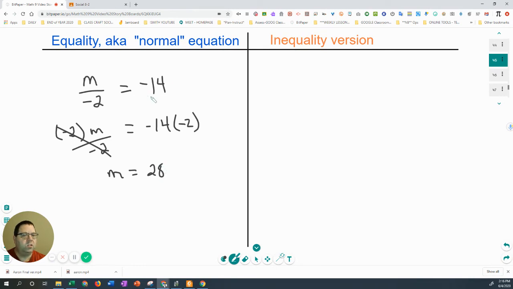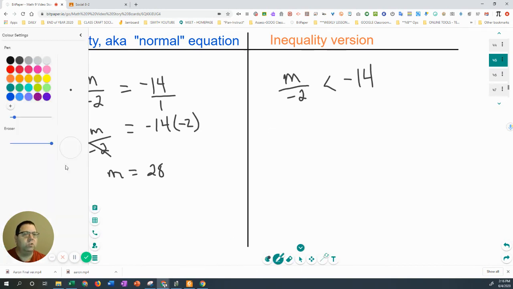Now, just a quick little thing, some of you might have said, hey, Mr. Smith, can I cross multiply? And the answer is yes, you could cross multiply. Here's the inequality version. Let's say it's m over negative 2, and it's supposed to be less than negative 14. Whatever the m value is, when you divide it by negative 2, it's supposed to work out to be less than negative 14. So you better get like a negative 14.1 or a negative 15, a negative 16, a negative 17.5. You better get something smaller or colder, to use the temperature analogy, than negative 14.